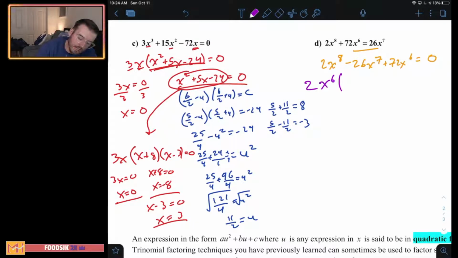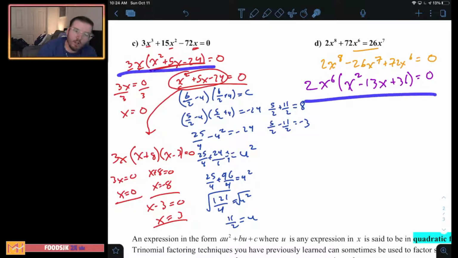So the 2's gone, and I'm left with x squared. Negative 26 divided by 2 is negative 13. Take 6 of the x's away, I'm left with 1. Take all the x's away and divide 72 by 2, you get 36. So we're at this stage here. Take out the GCF.